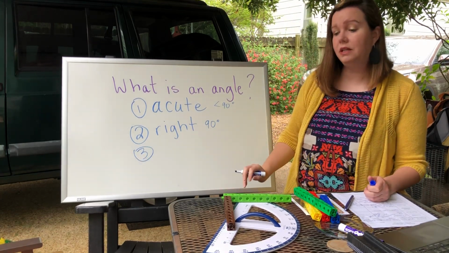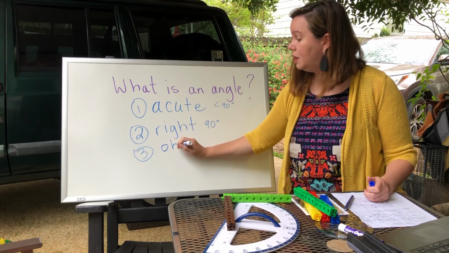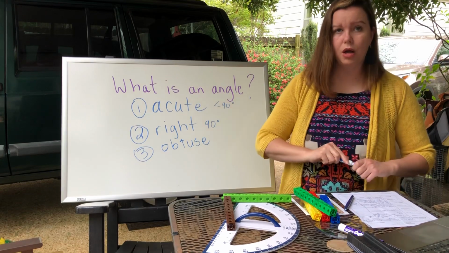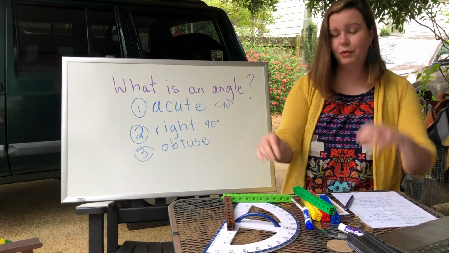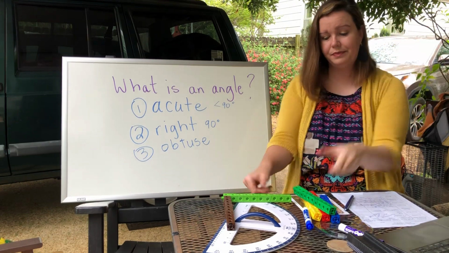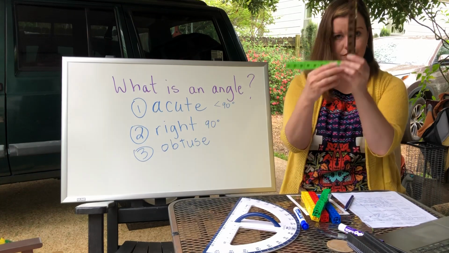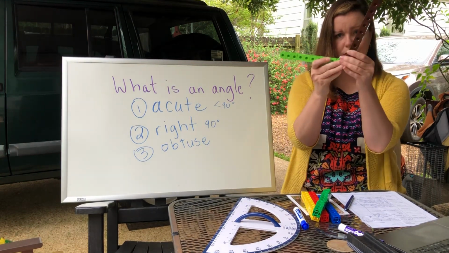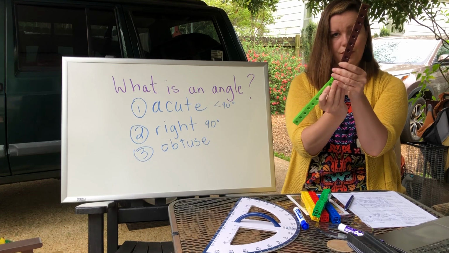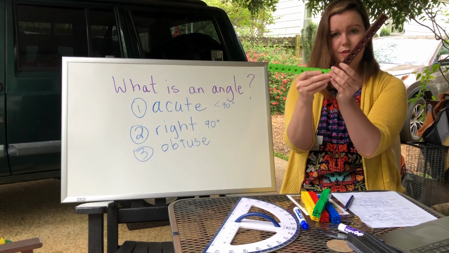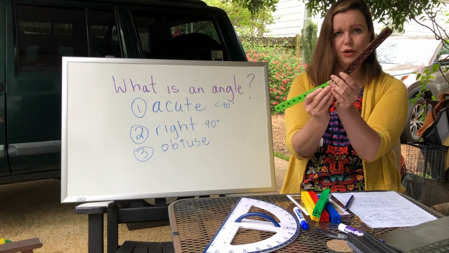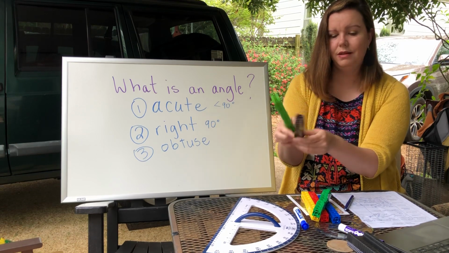The third one is an obtuse angle. Obtuse. And you can remember this because it is more than 90 degrees. So 90 degrees, anything more is obtuse. It's wide, obtuse. It's big, has a large angle. It's more than 90 degrees.